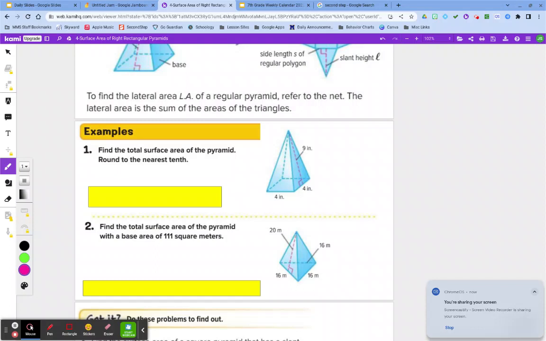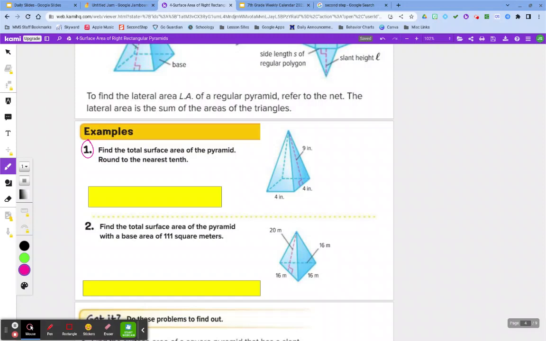All right, so when it comes to surface area of pyramids, there is a formula, but we're just going to throw that out and we're just going to use logic and common sense. So remember, surface area is basically finding the area of each of the sides and adding them together. So let's just take this example, example one, and break down the different sides of it.